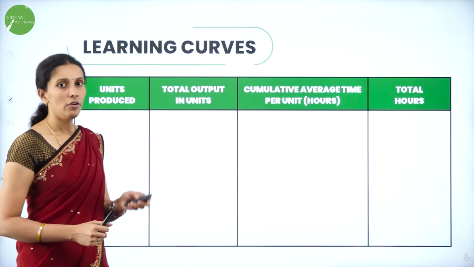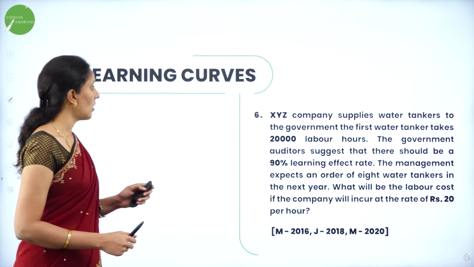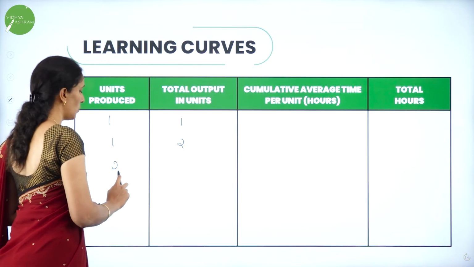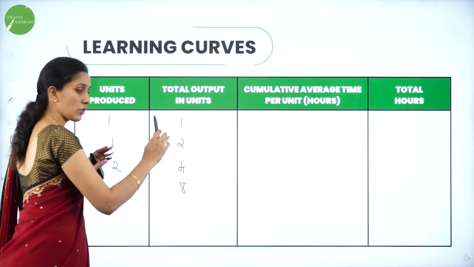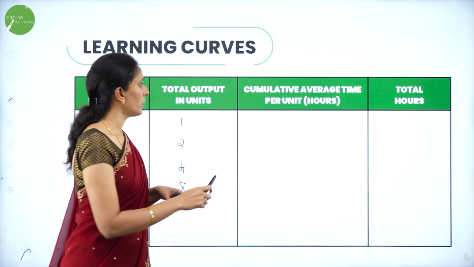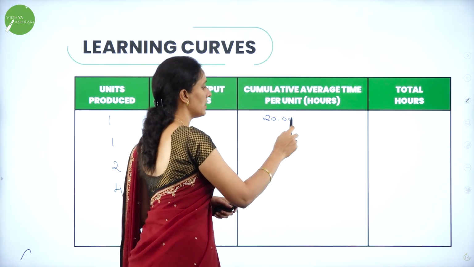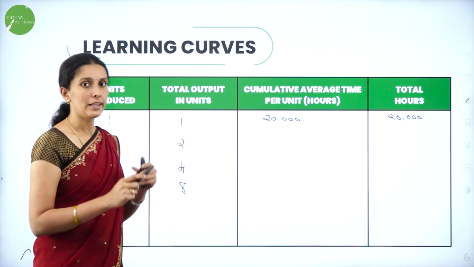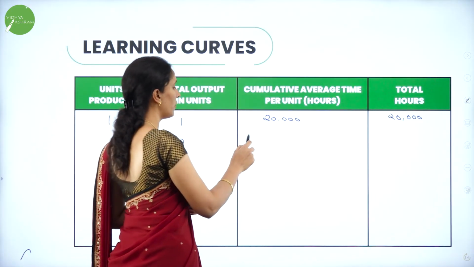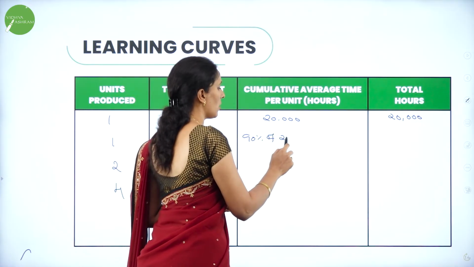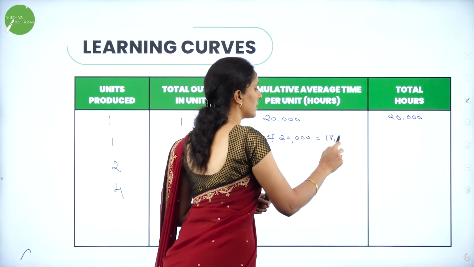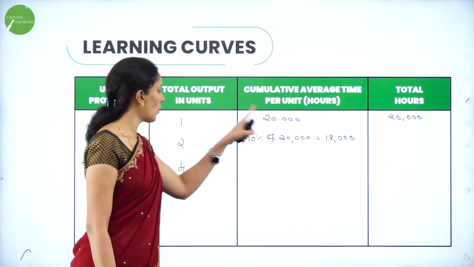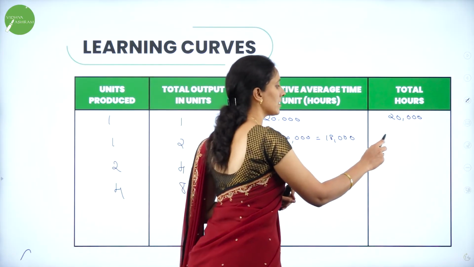Now here we need to find out 8 water tankers. So let's write the units and total units. So we have 1, 2, 2, 4, 4, total is 8. So we can stop here. So to produce the first output, it has taken 20,000 labor hours. So therefore the total is 20,000. Next, to produce the next unit, there is a learning effect of 90%. So therefore it is 90% of 20,000, that is equal to 18,000. So here totally we have produced 2 outputs. So 18,000 into 2. So that is equal to 36,000.